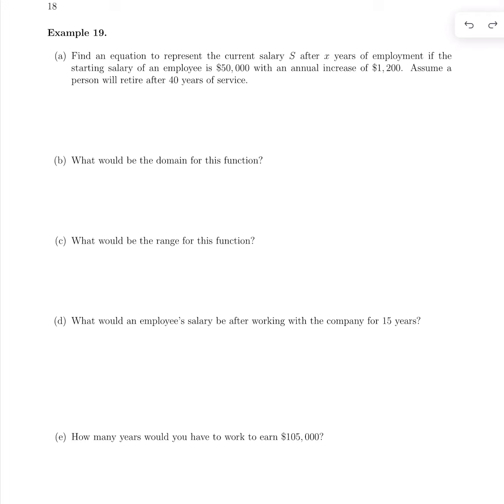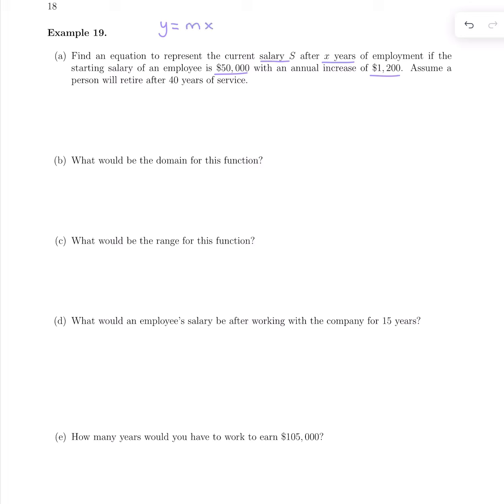Let's look at creating a linear function where we're looking at current salary S after X years of employment. They start their job with a salary of $50,000 and they can get an annual increase or raise of $1,200. We're going to write this equation and keep in mind that they're going to retire after 40 years of service, so they're not going to be working 90 years on the job or anything like that.